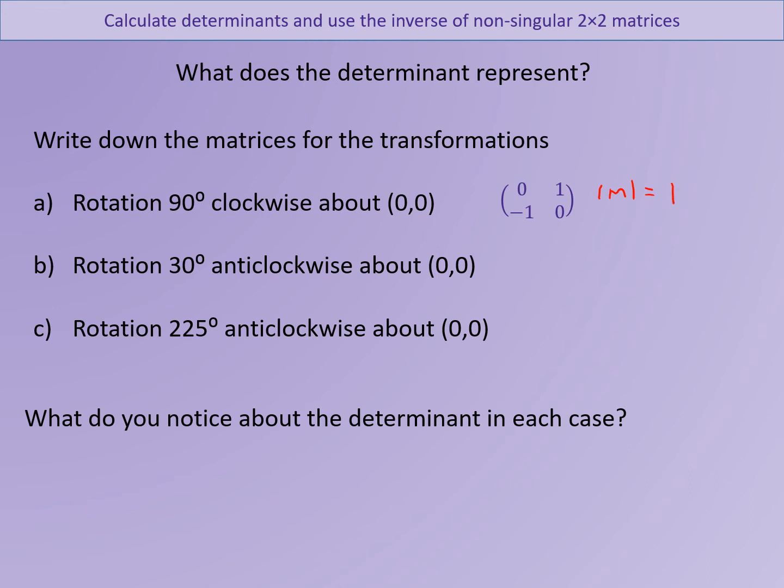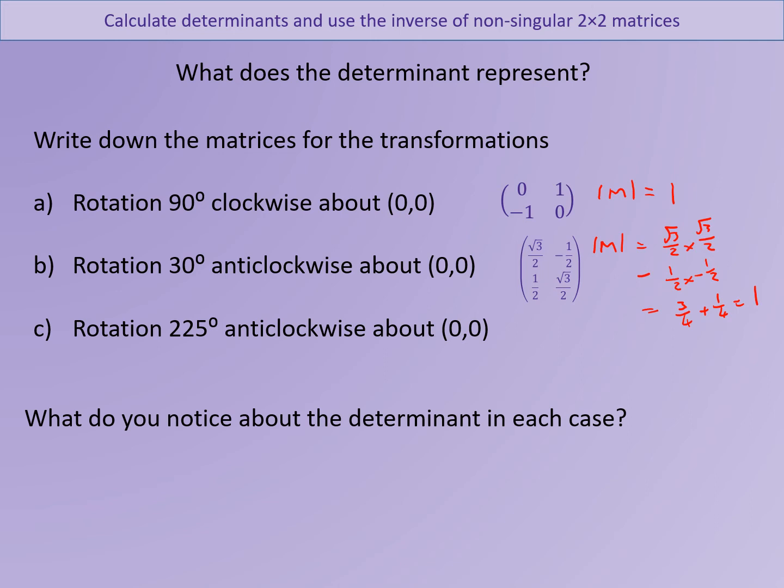For transformation B, we've got a rotation 30 degrees anti-clockwise, about 0, 0. That's represented by the matrix there. If we calculate the determinant of this one, we get root 3 over 2 times root 3 over 2 minus a half times minus a half. So root 3 over 2 times root 3 over 2 is 3 over 4, and minus a half times minus a half is plus a quarter. So again, we get 1.